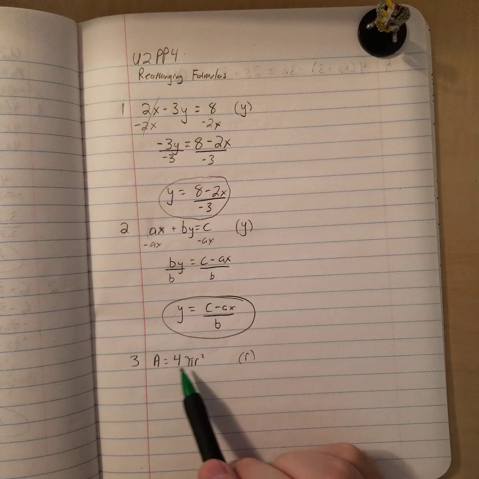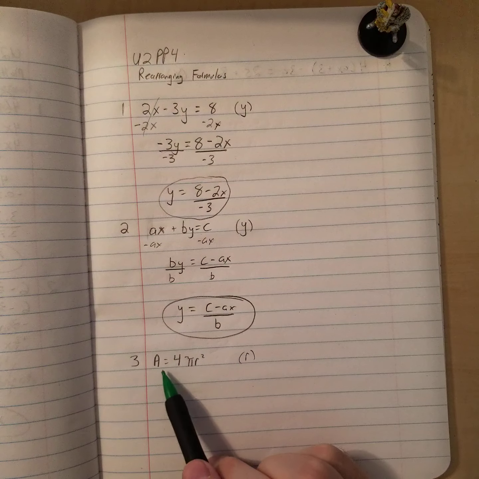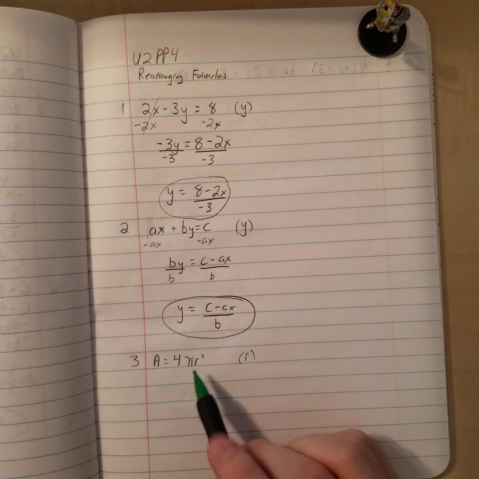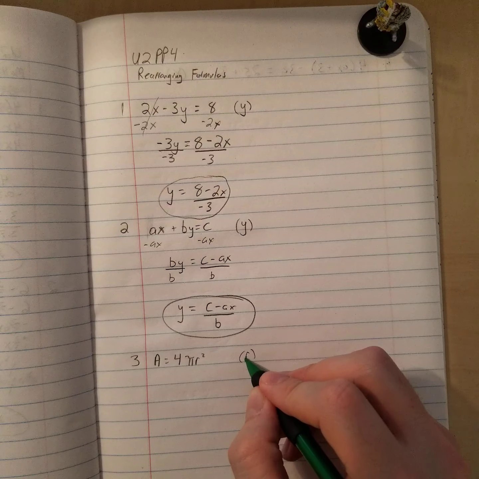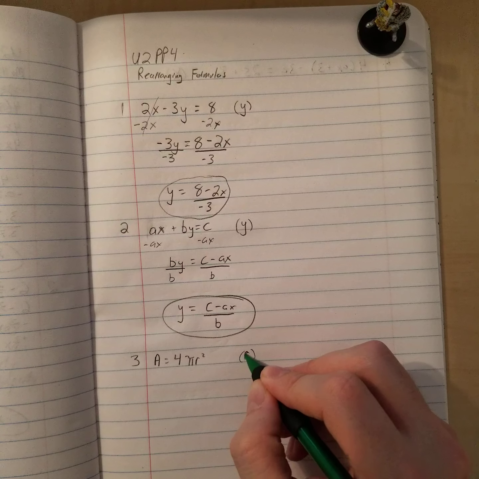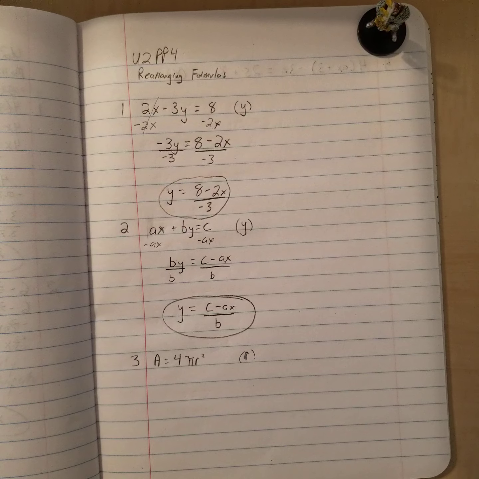For number 3, it looks like we kind of have an area equation, 4 times pi r squared. A is equal to 4 times pi r squared. And we want to solve for r. So let's keep in mind that it's r and not r squared. We're going to have to handle this squared eventually at the end of the problem.